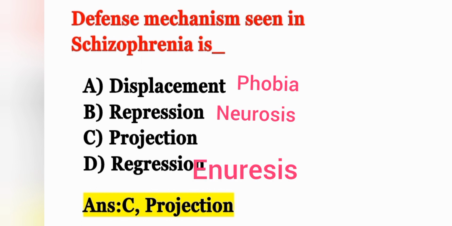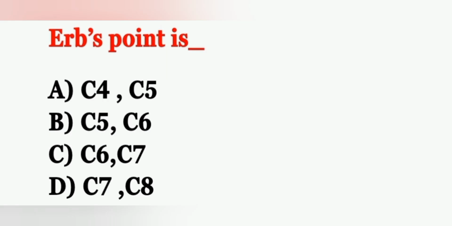The first option, displacement: the defense mechanism seen in phobia is displacement, the defense mechanism seen in neurosis is repression, and the defense mechanism seen in neurosis is regression. Here the question is about schizophrenia, where it is projection. Option C is the correct answer. Move on to the next question.